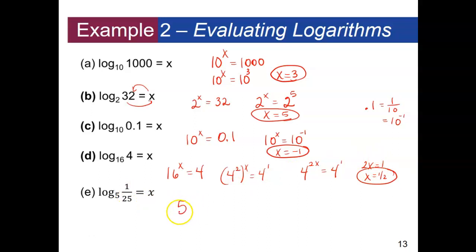And then here I'm going to have 5 to the x equals 1/25. This is the same thing as 1 over 5 to the second. So 5 to the x equals 5 to the -2. So x is going to be -2.